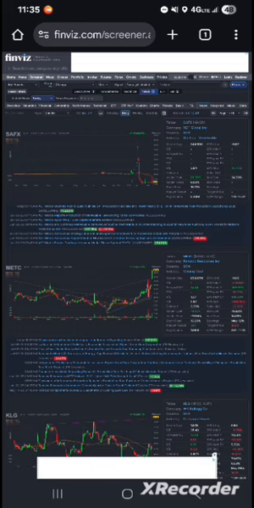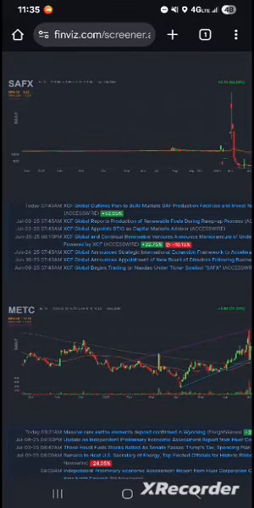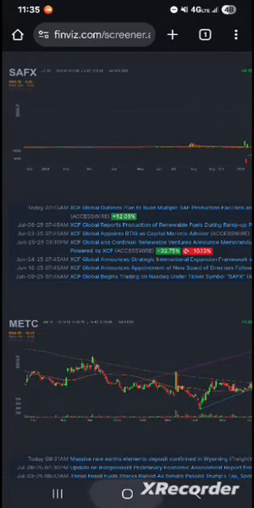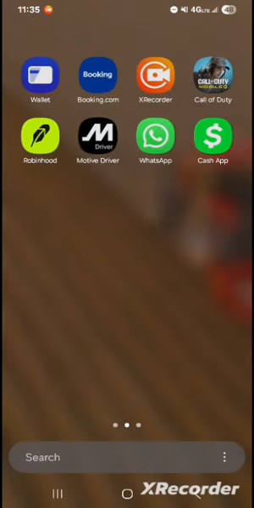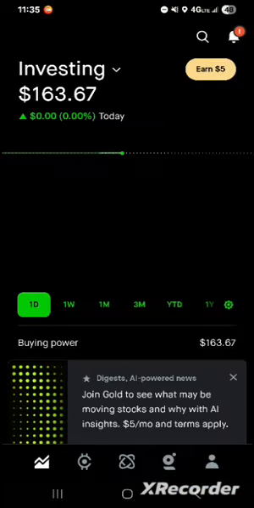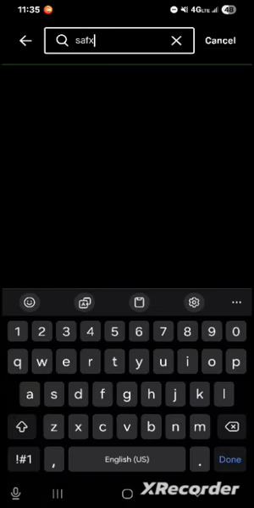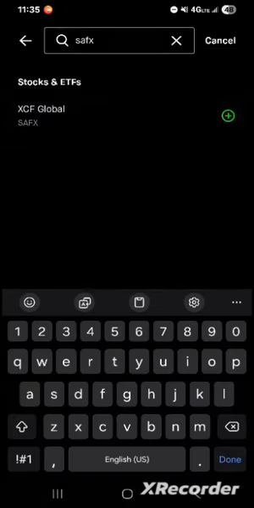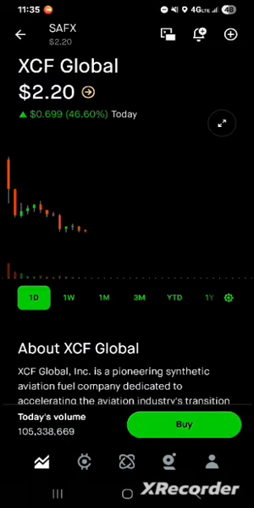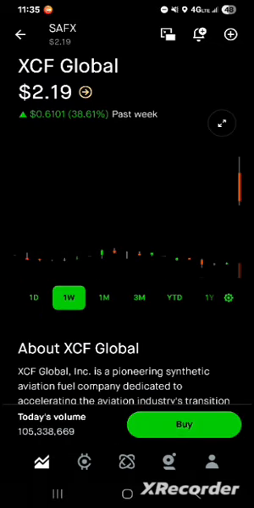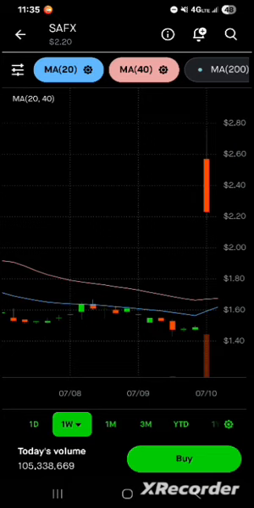So now from here, what we want to do is go down the list. SAFX. Go to Robinhood. So this is the account so far. I'm going to go on SAFX. Go to the weekly chart. We're looking for a crossover. We're looking for that blue line to cross the other line. Since that's not happening right here, we want to go to the next thing.